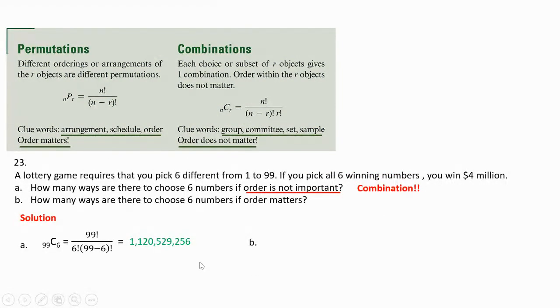Now for part B, how many ways are there to choose 6 numbers if the order matters? Here, since order matters, it's going to be a permutation, 99P6. This will give us way more than the combination. This will give us 806,781,064,320.